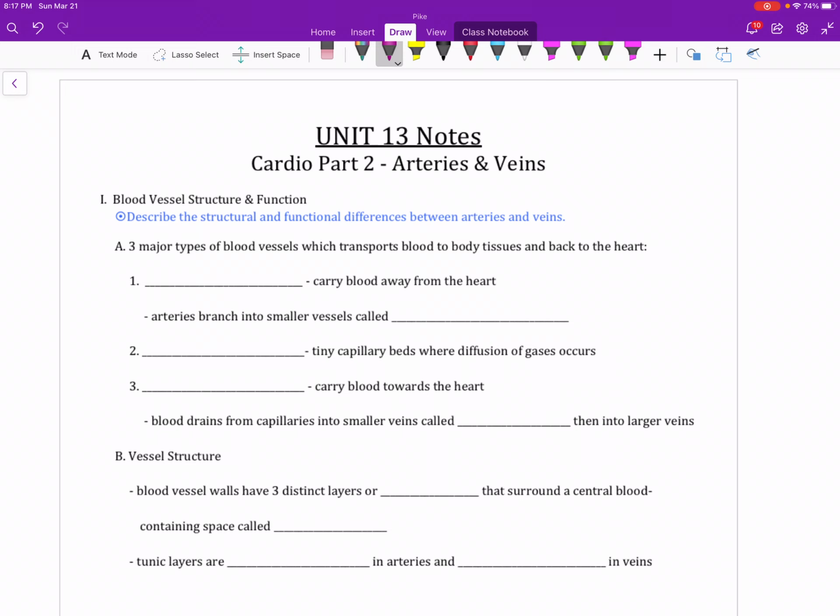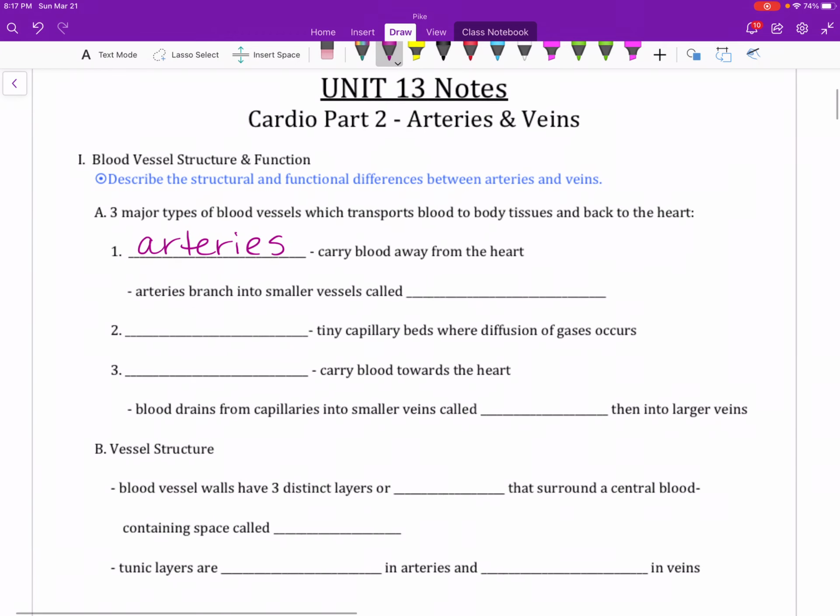So we have three major types of blood vessels that all deal in transporting blood to our body tissues and then back to the heart. First we have arteries. Arteries carry blood away from the heart, and then those arteries are going to branch into smaller vessels called arterioles, which are just kind of baby arteries.